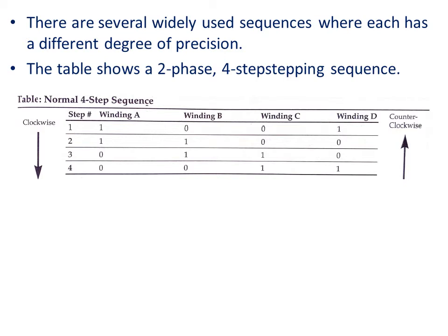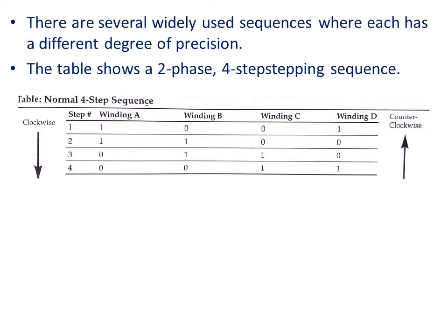To get the third step, winding A with 0, winding B with 1, winding C with 1, and winding D with 0. To get the fourth step, winding A with 0, winding B with 0, winding C with 1, and winding D with 1 again. If you observe the sequence clearly, to get the second step, the first sequence is rotated right once. To get the third sequence, the second sequence is rotated right once. So this is what is followed here.